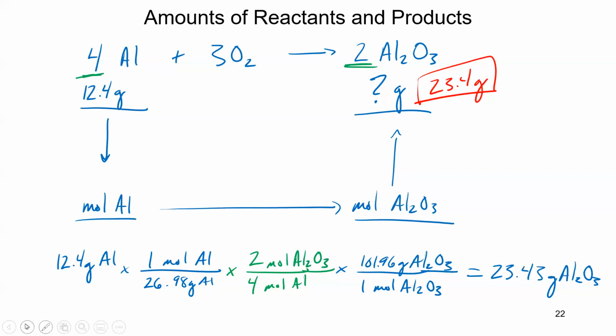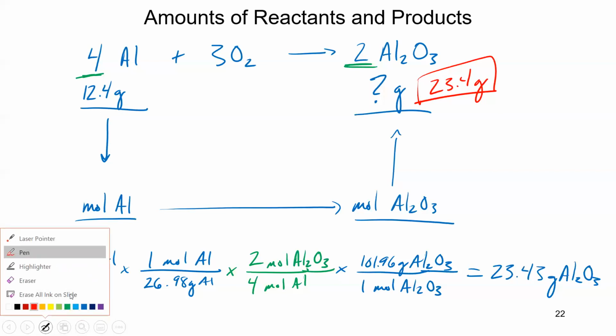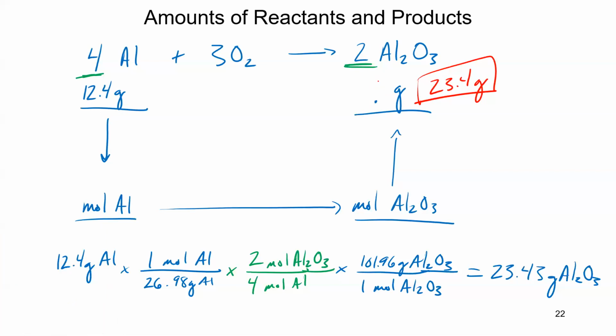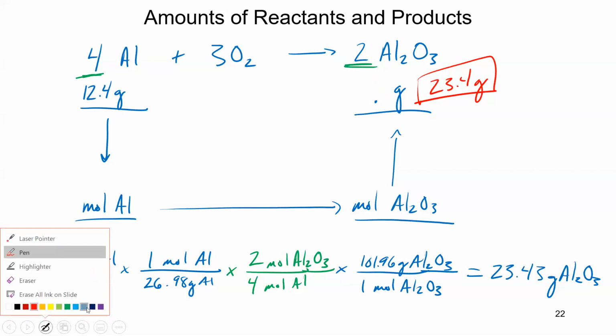Wait, so Oh, go ahead. Griffin, go ahead. Sorry about that. So I get how you got the 12.4 grams of aluminum, but where'd the 2 come from? The 2 grams? Maybe this is my bad handwriting. That's a question mark. Sorry about that.